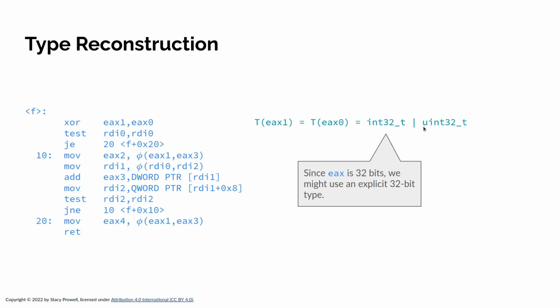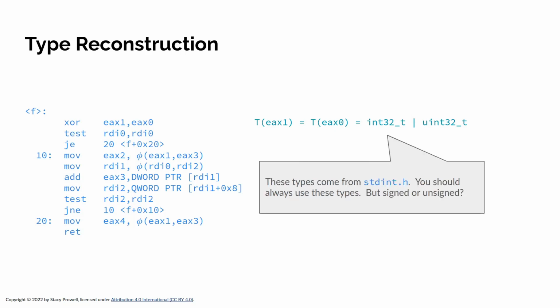Mycroft didn't have that problem because he only had signed ints in his little program. All right. So these types, by the way, I'm sure you already know this, come from stdint.h, and these are the ones you should be using.